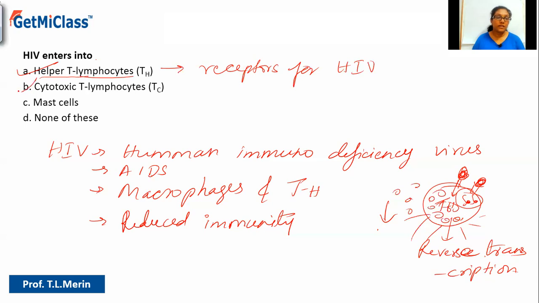Option B says cytotoxic T cells. No, because they don't have receptors for HIV. Option C says mast cells. This again is no, because mast cells themselves act as immune cells by secreting components like histamines, serotonins, etc. But again, these do not have any receptor for HIV. Option D says none of the above, which is not correct. So what is the correct answer? The correct answer is option A.